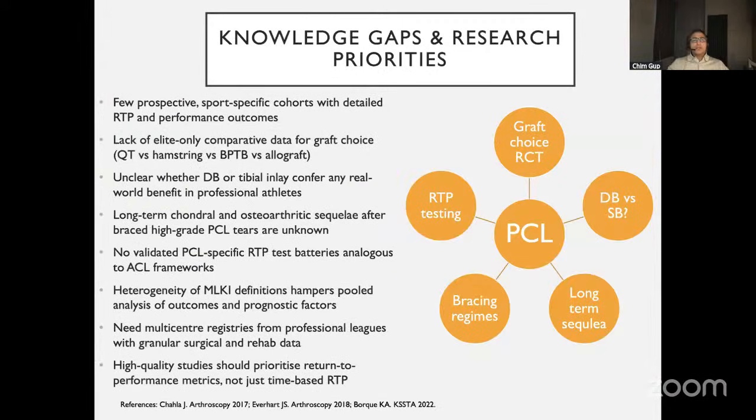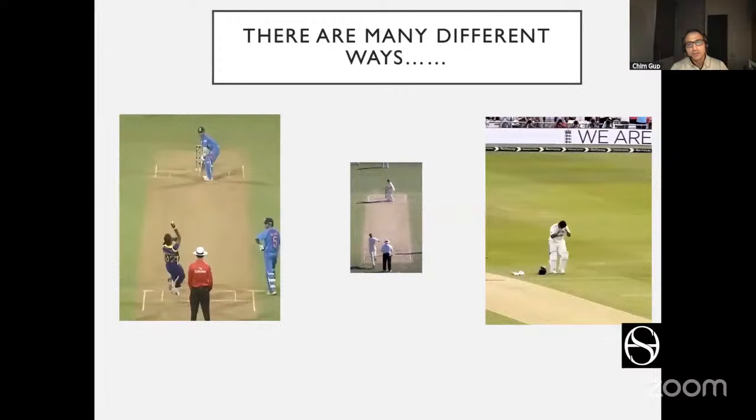So where can we go in terms of future research? I think it's pretty obvious. Graft choice, double versus single bundled, looking at long-term sequelae, bracing regimes. We don't really know what we should be doing with bracing, how long for, how long they should be restricted in their range of movement. So that's all worth looking at, and the return to play testing and testing batteries specific to the PCL.